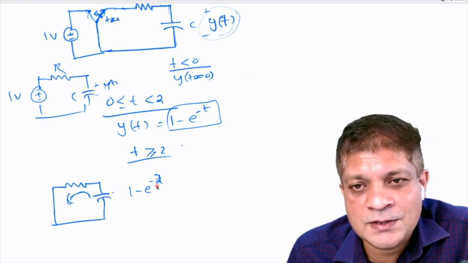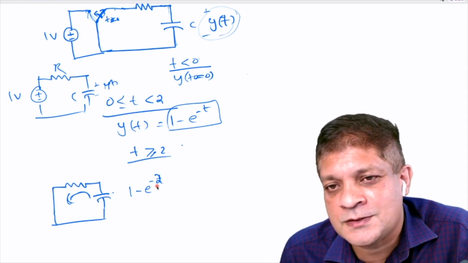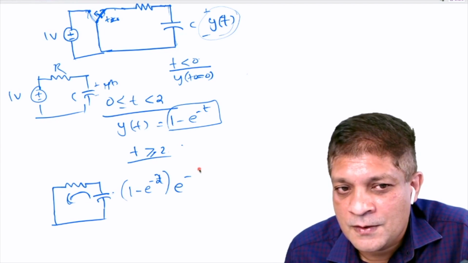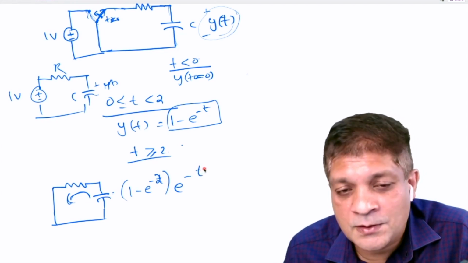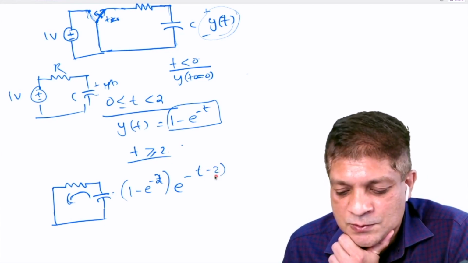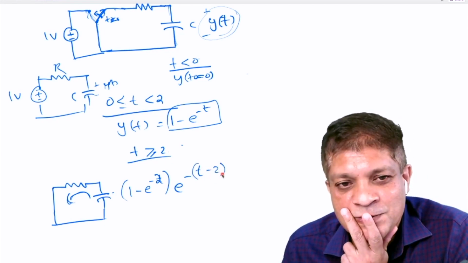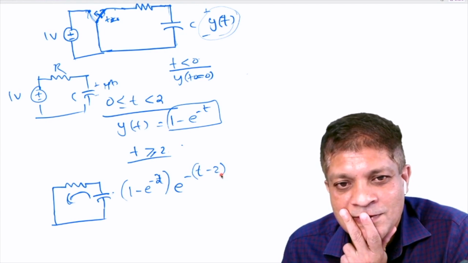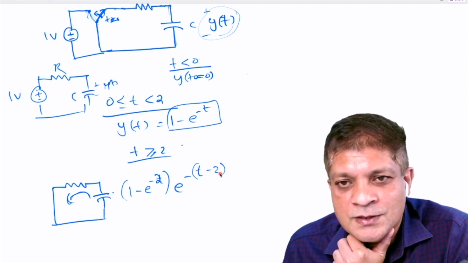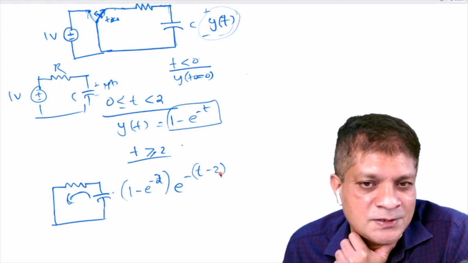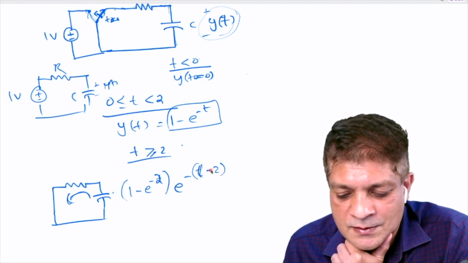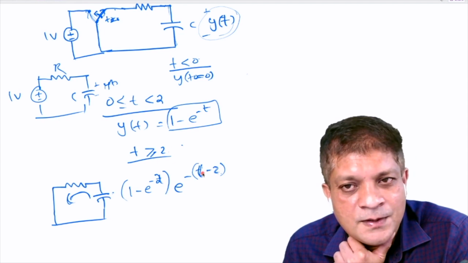This is the initial voltage. What is the capacitor discharge equation? Initial voltage times e to the power minus, t or t minus 2? It is t minus 2. Why t minus 2? Because it is starting at t equal to 2, isn't it? It is a delayed start, a delayed discharge, let's say. With respect to that reference point, it is starting at t minus 2.